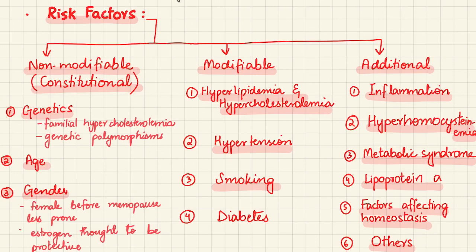Secondly, we have many modifiable risk factors for atherosclerosis. The first modifiable risk factor is hyperlipidemia and hypercholesterolemia. That means you're going to have higher levels of lipids and cholesterol in your blood than normal. This is a very high risk for development of atherosclerosis, and in this case you're going to have increased LDLs, that is low density lipoproteins, and decreased HDLs, which are high density lipoproteins. HDLs clear the blood of lipids by increasing their metabolism, while LDL is the bad cholesterol.